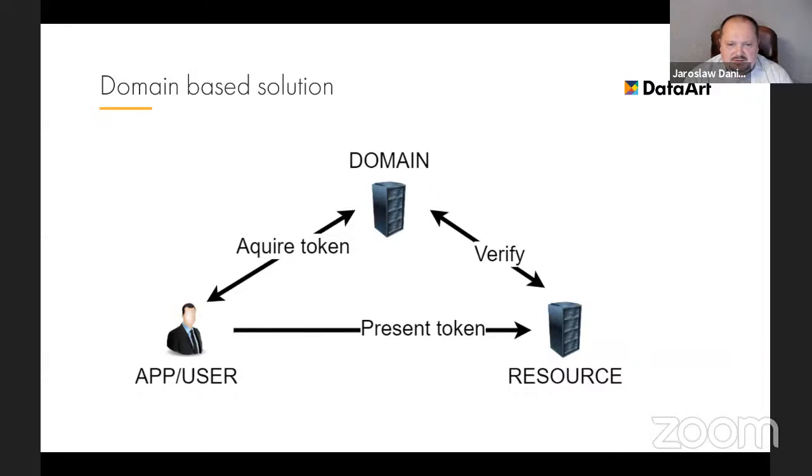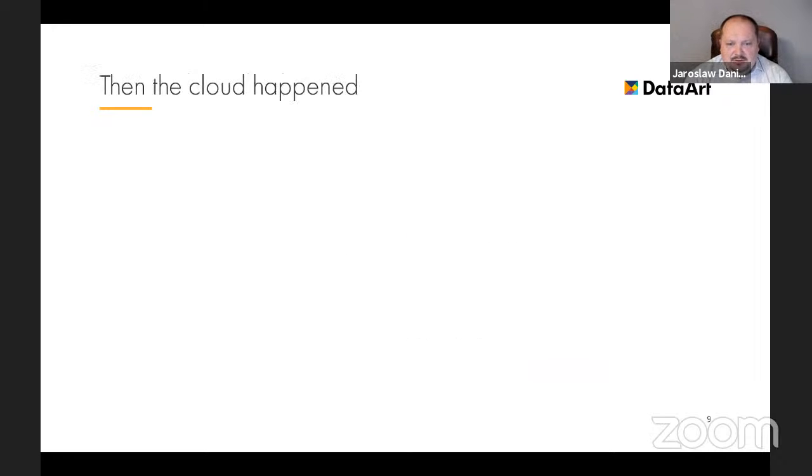We had domains, and the usual way of authenticating services between each other or to SQL Server was acquiring a token from the domain server. The application got this token, presented it to the resource, and the resource verified it with the domain controller. It all worked, and we didn't have to do almost anything. And then the cloud happened.